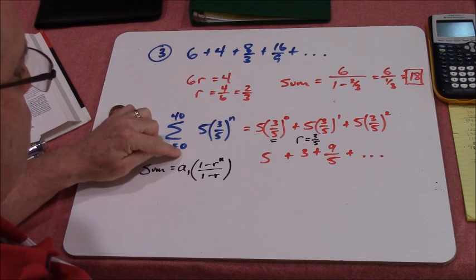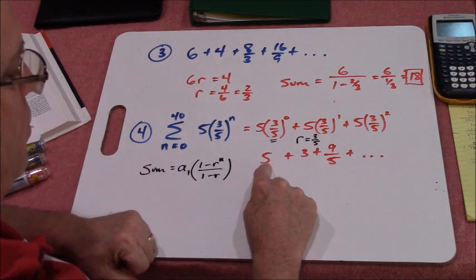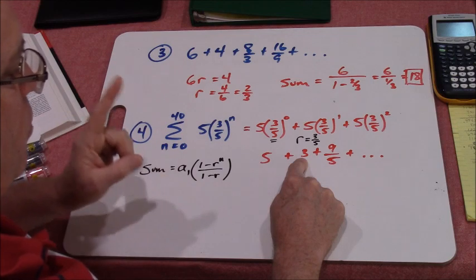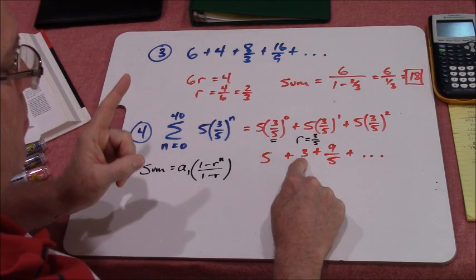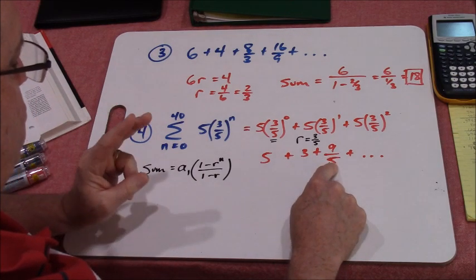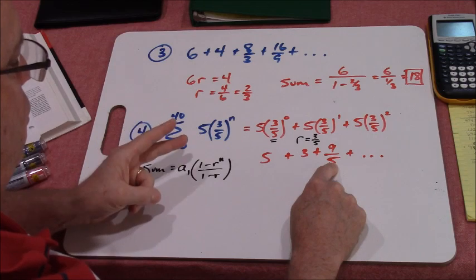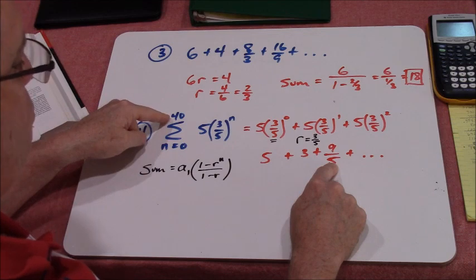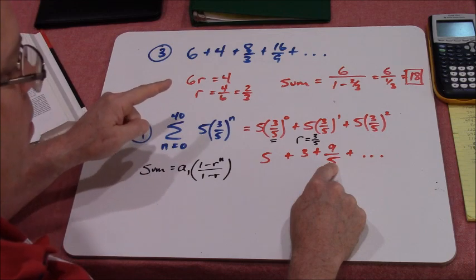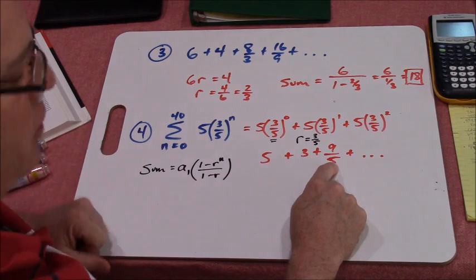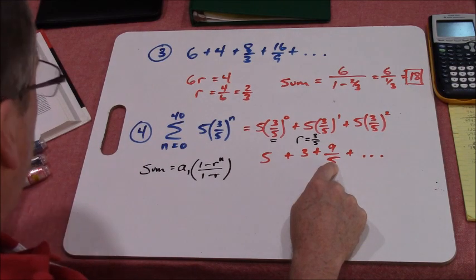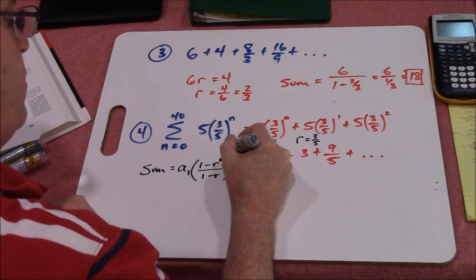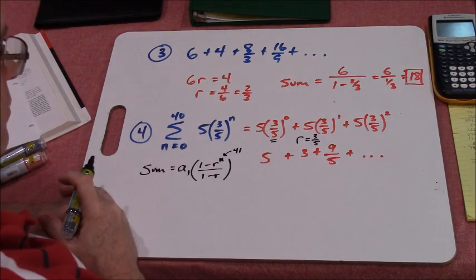I started at 0, so my first term was when n equals 0. My second term is when n equals 1. My third term is when n equals 2. So by the time I get up to where n equals 40, I'm on my 41st term. So that means right here, I want that n value to be 41.